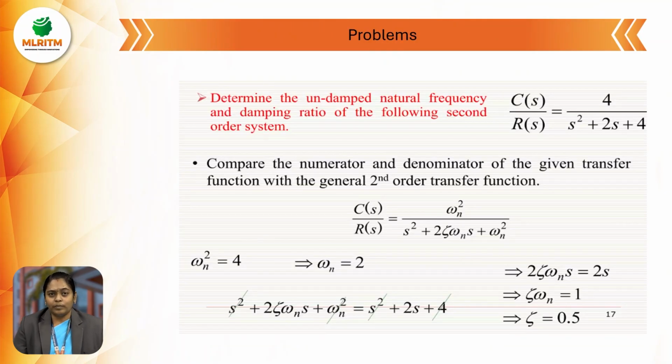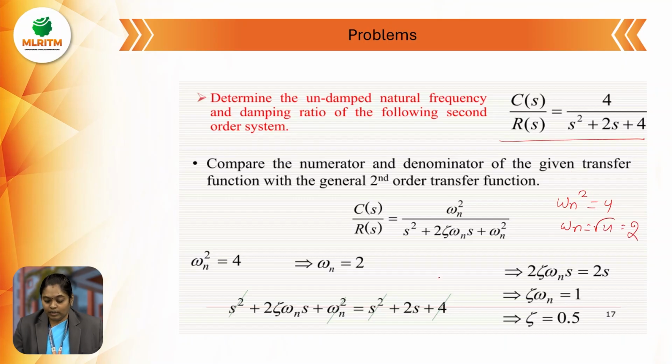So let us do one problem based on the classification. Here they have given the transfer function 4 by s square plus 2s plus 4. I am comparing this with the standard equation of a second order system, which is omega n square by s square plus 2 zeta omega n s plus omega n square. If you compare this, I'll be getting omega n square equivalent to 4. So omega n is root over 4, which is equivalent to 2. Similarly, if you compare 2 zeta omega n with 2, you'll be getting zeta equivalent to 0.5.